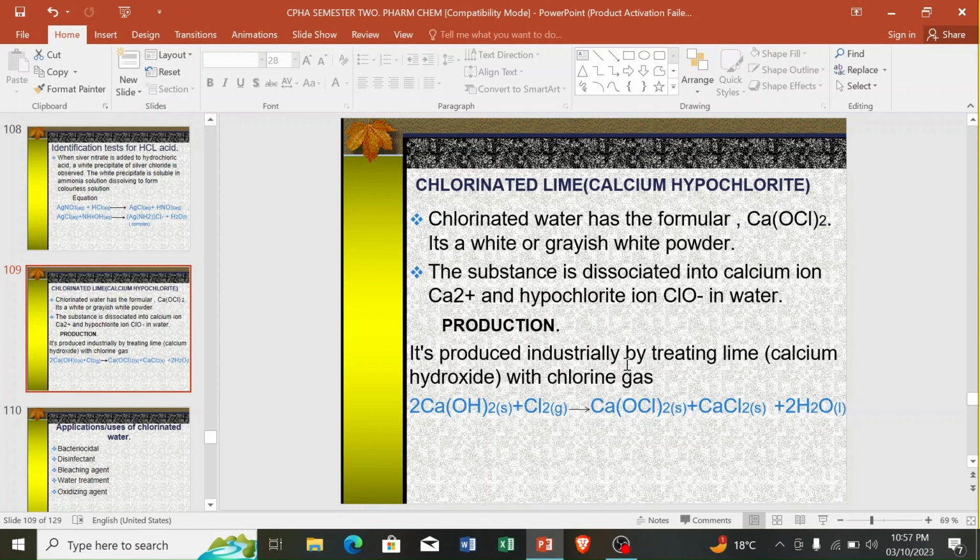It is produced industrially by treating lime. Lime is calcium hydroxide, or we can say chlorinated lime, lime water. You can say it's treated with lime water, or you can just say it's treated with lime, and that lime is calcium hydroxide. So we have calcium hydroxide with chlorine gas, and then here we see that we have formed our calcium hypochlorite, calcium chloride and water, and we see that this equation is well balanced.